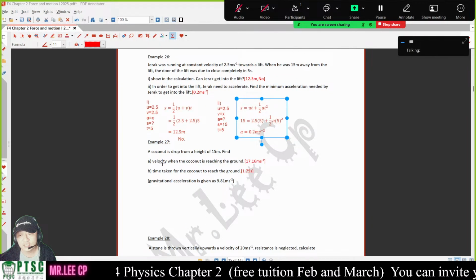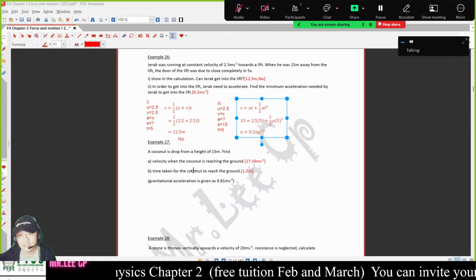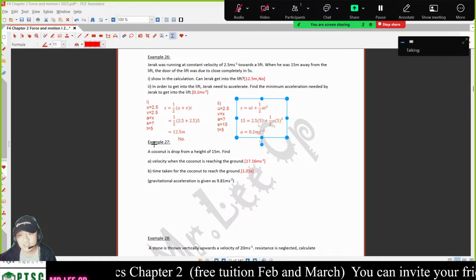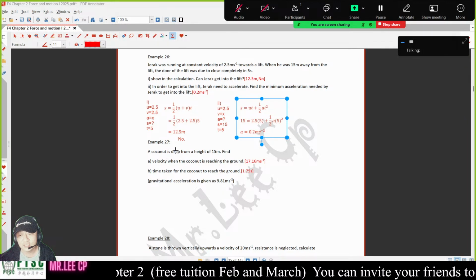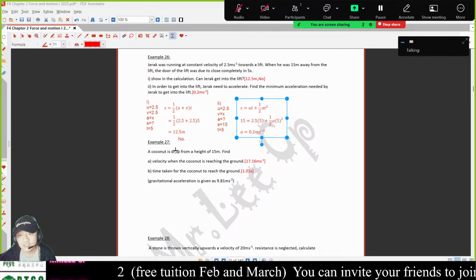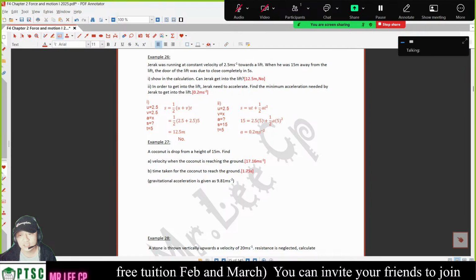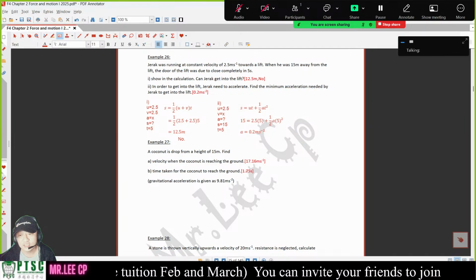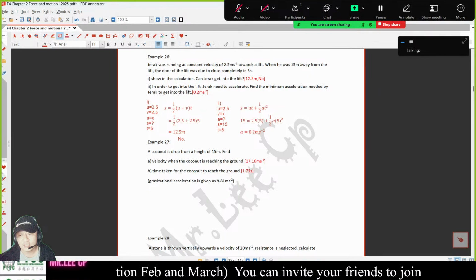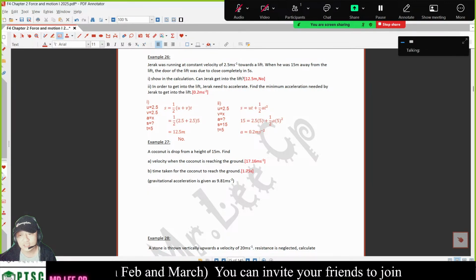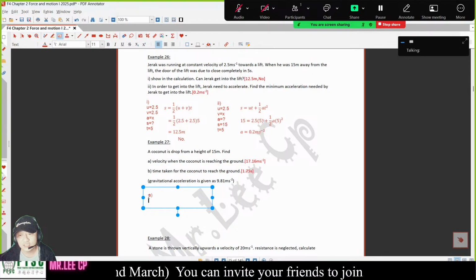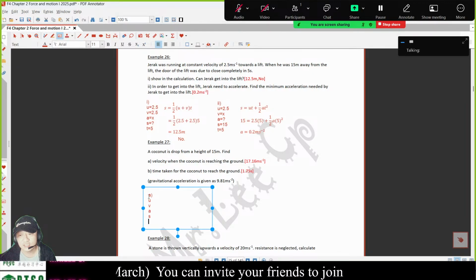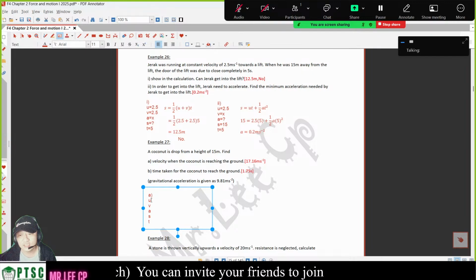So the next one. This kind of question, example number 27, you see this one will be slightly different. A coconut is dropped from a height of 15. Find the velocity when it reaches the ground. UVST, same thing.